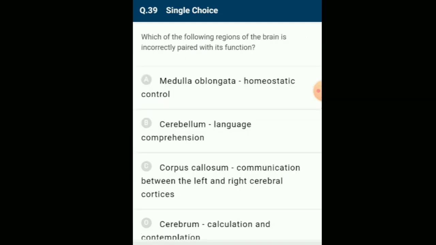Question number 39. Which of the following regions of brain is incorrectly paired with its function? The cerebellum is involved in the coordination of voluntary motor movement, balance, and equilibrium, and not language comprehension. It is located just above the brainstem and toward the back of the brain. So the answer for this question is option B. Cerebellum, language comprehension is given, so that is incorrectly paired.